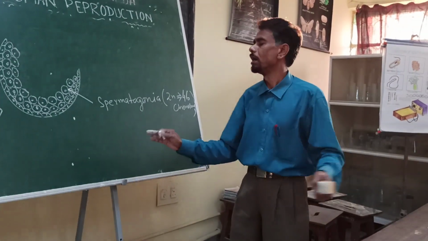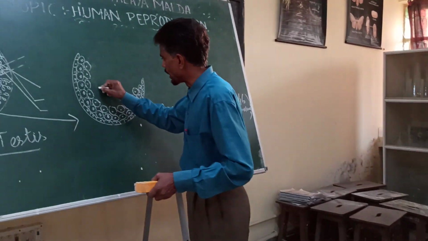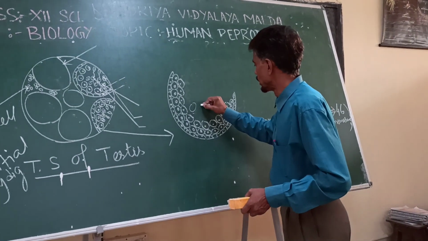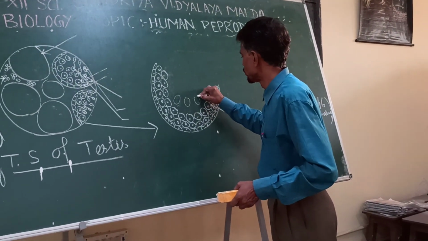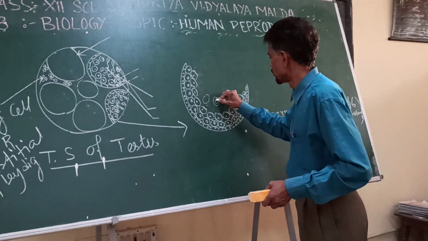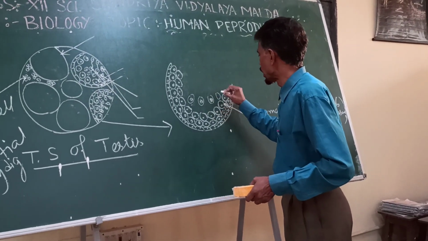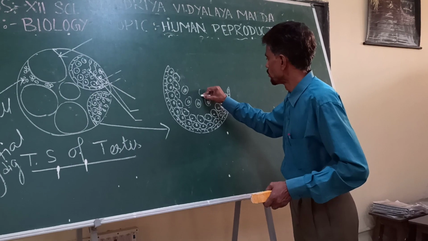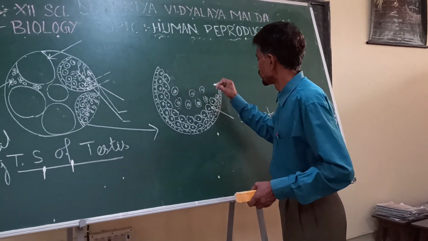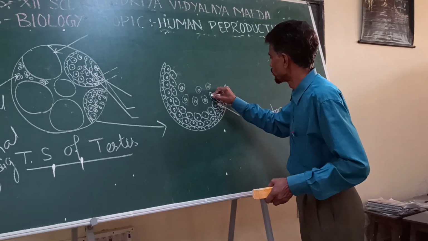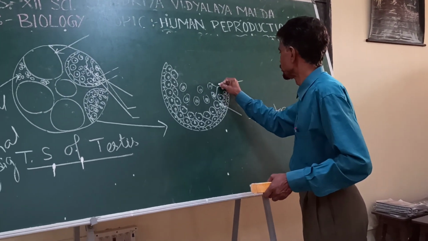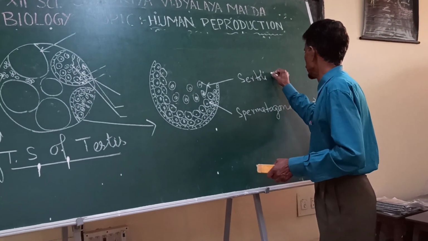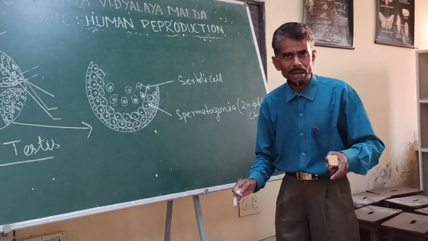Is that clear? Now, another type of cell is also present within the seminiferous tubule. These cells are called Sertoli cells.